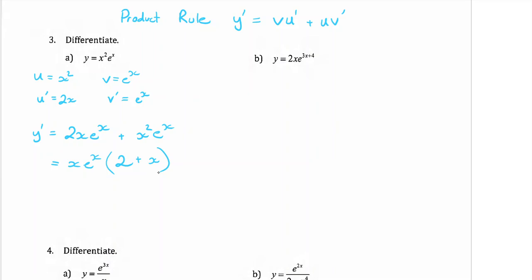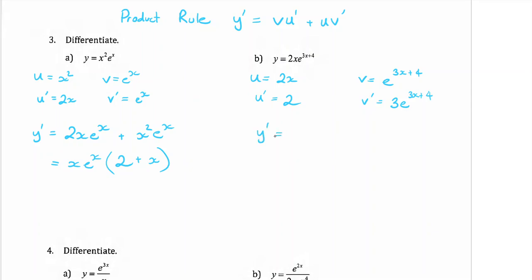Okay? B is still a product rule. These are both product rules. It's a little bit messier in the exponential part, so let's do it again. u is going to be what? 2x. v is going to be e to the 3x plus 4. All right, differentiate them. u dash is 2, good. v dash is 3e to the 3x plus 4. Good. All right, into our product rule.